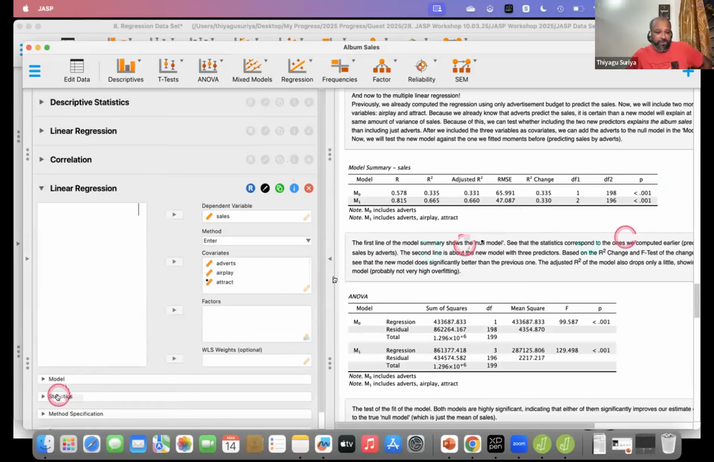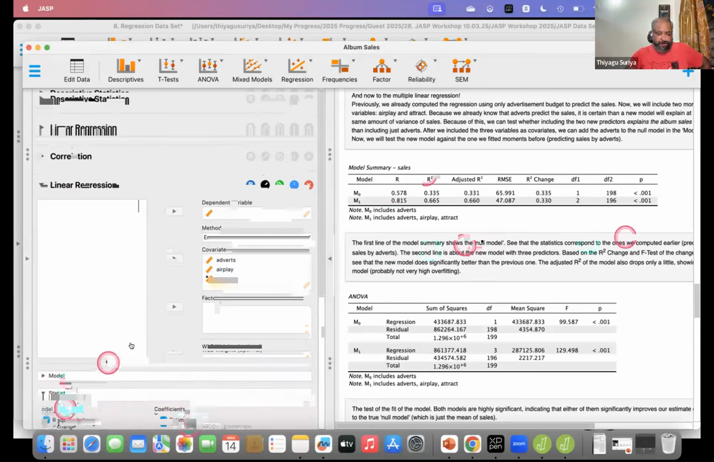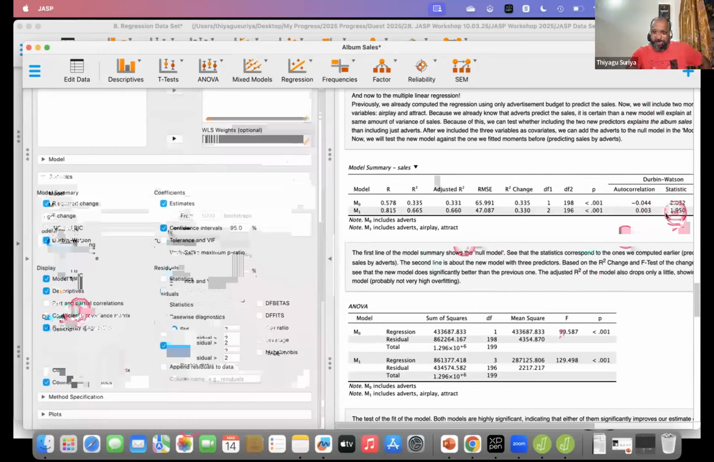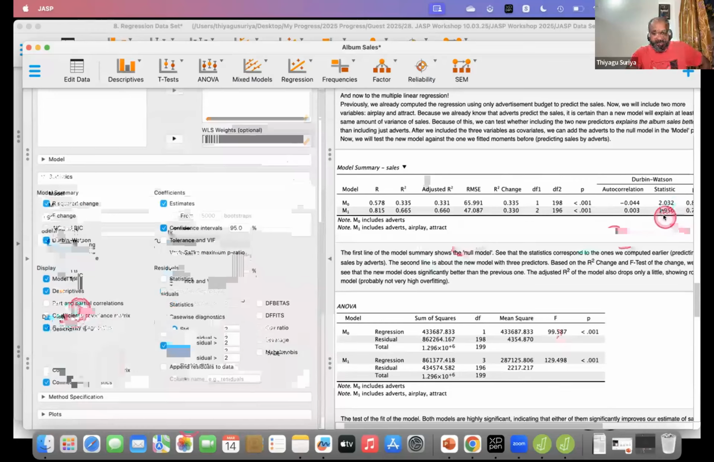Durbin-Watson is not visible. How to get the Durbin-Watson? Click the statistics. Where can you find the Durbin-Watson? Kindly check whether it's satisfied. Yes, it is satisfied. The acceptable range is 1.5 to 2.5. It is satisfied, right? Go with the VIF.